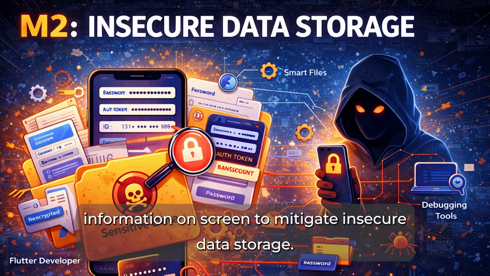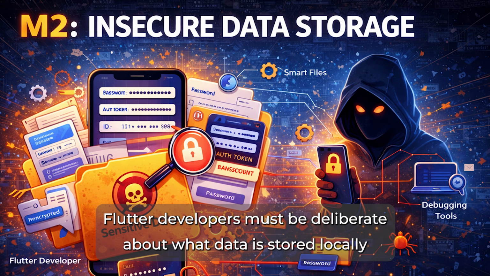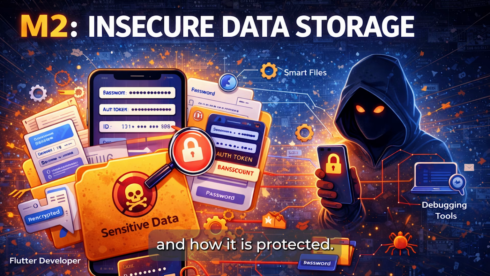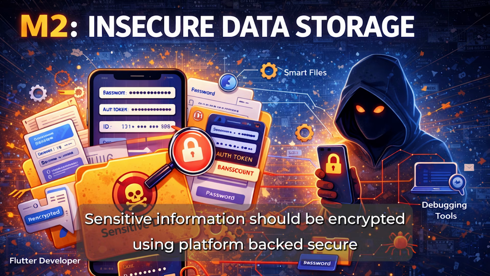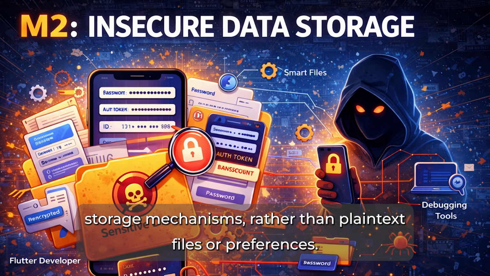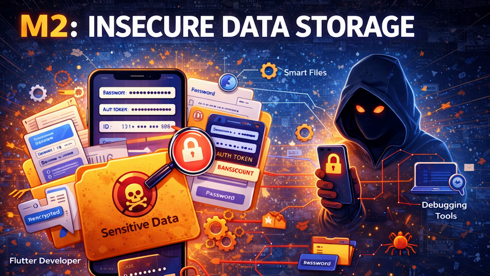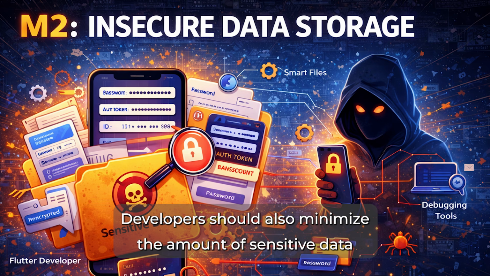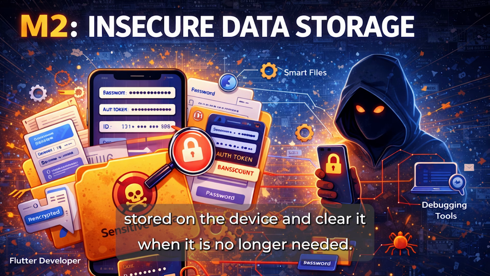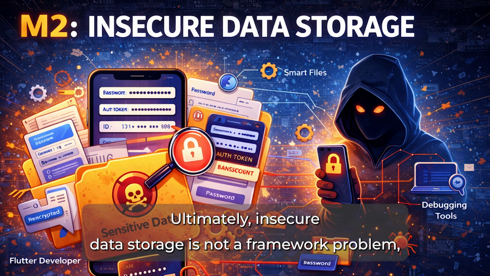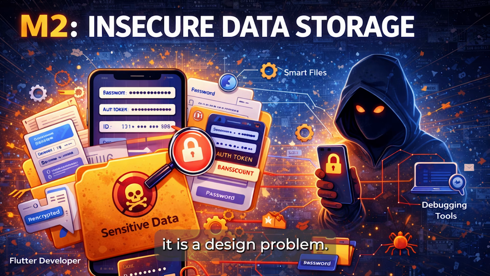To mitigate insecure data storage, Flutter developers must be deliberate about what data is stored locally and how it is protected. Sensitive information should be encrypted using platform-backed secure storage mechanisms rather than plain-text files or preferences. Developers should also minimize the amount of sensitive data stored on the device and clear it when it is no longer needed. Ultimately, insecure data storage is not a framework problem, it is a design problem.